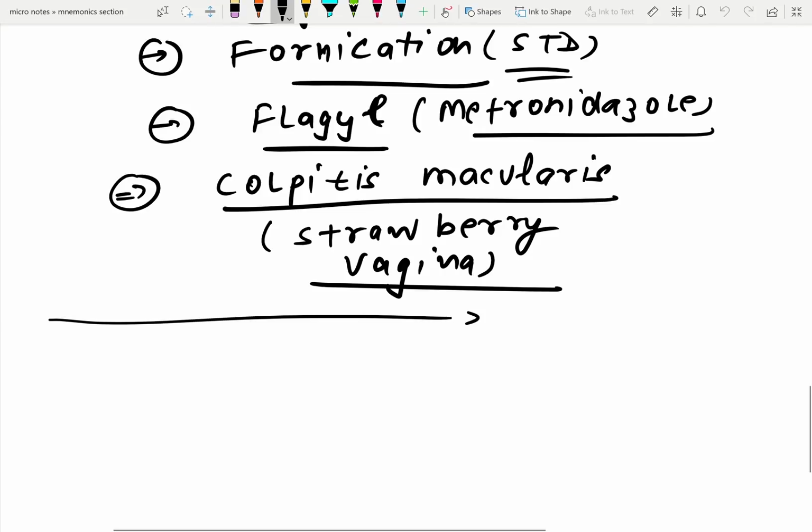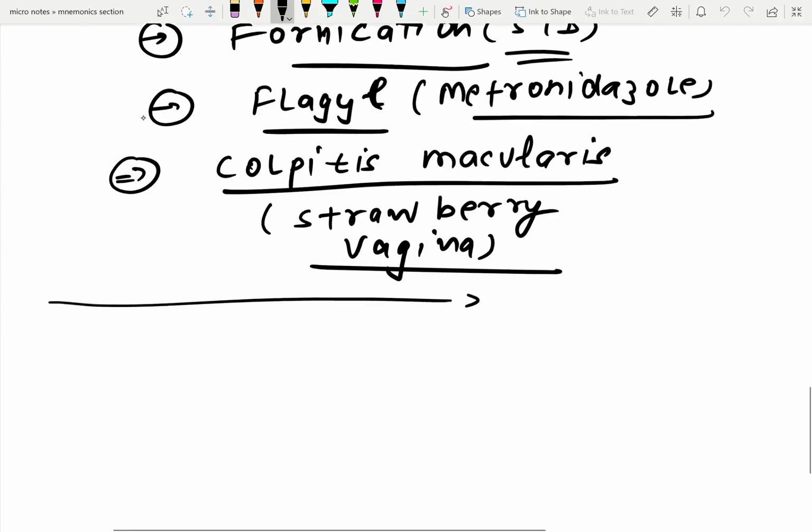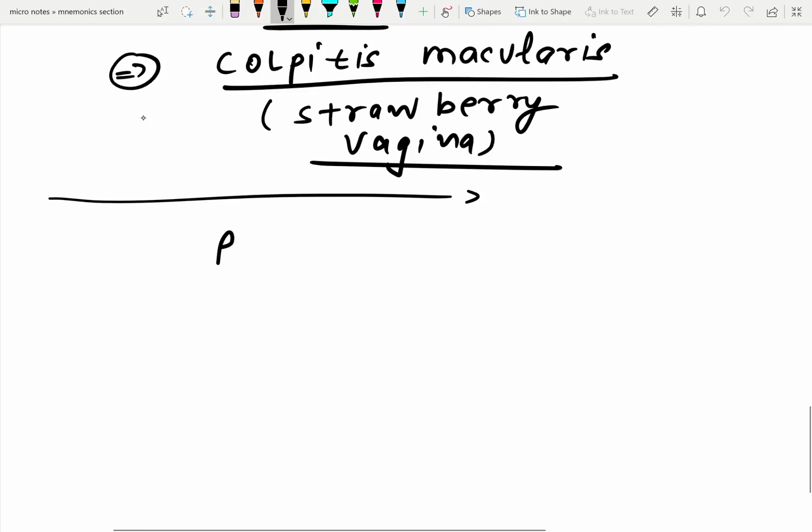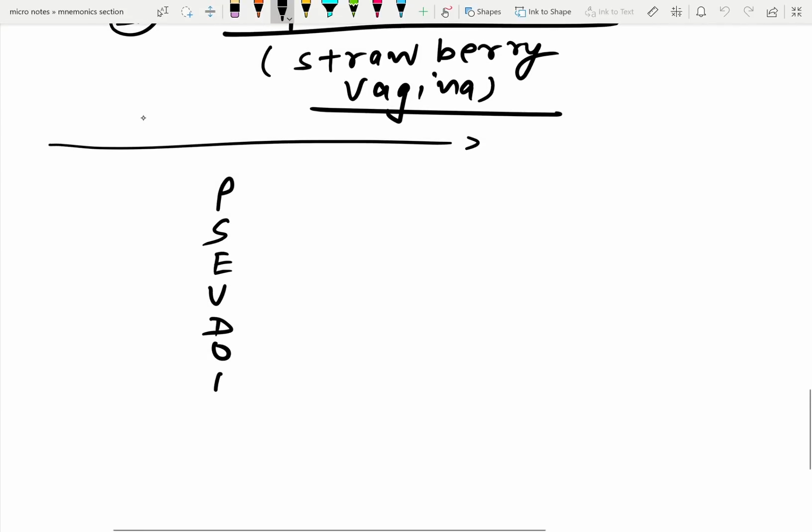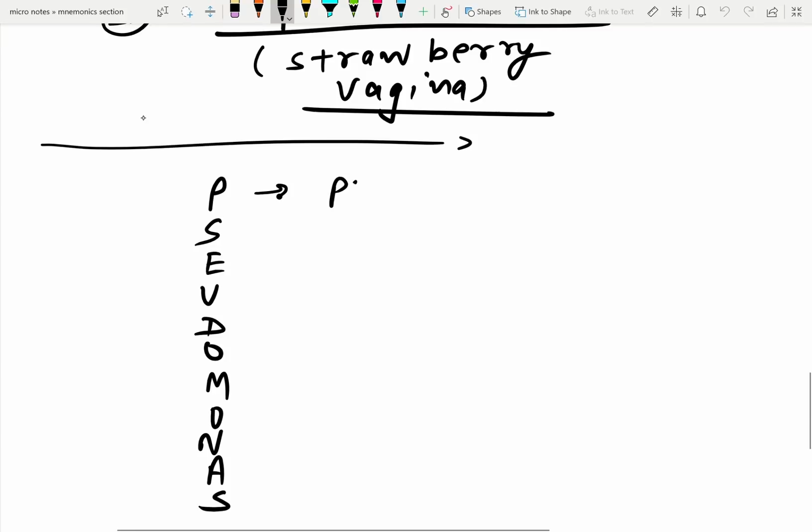In the last, I can tell you something about Pseudomonas also. For Pseudomonas, you can remember by a mnemonic the various features of Pseudomonas. It leads to pulmonary infections. Everybody knows it associates with pulmonary infections, like VAP. What is VAP? VAP is ventilator associated pneumonia.